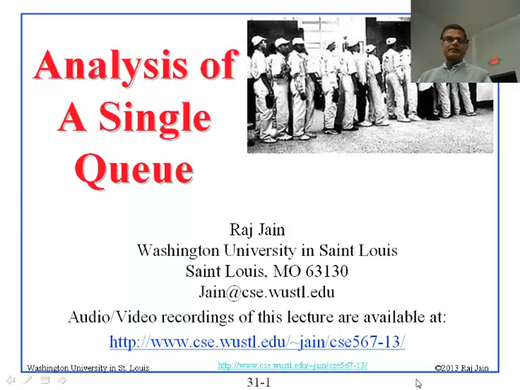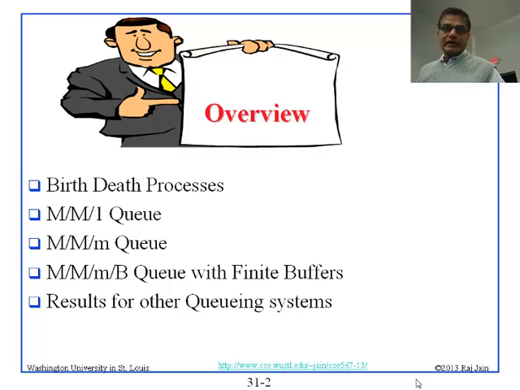So now in this chapter we analyze a very simple thing, which is a single queue, and in the next few chapters we'll move on to networks of queues. So we start with birth processes again, as we saw, and then apply them to analyze the MM1 queue, MMM queues, and the book has MMB queues and other queueing systems. We won't be covering that in the class.